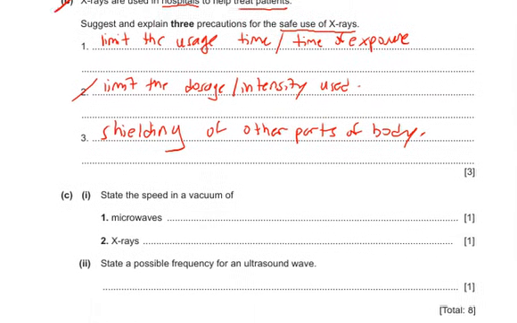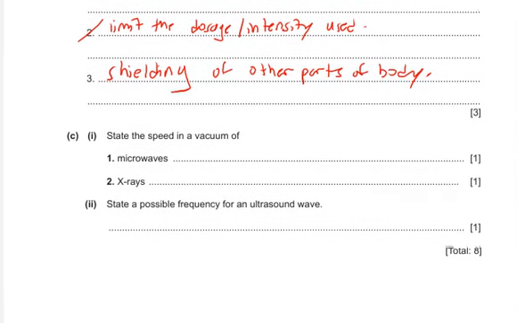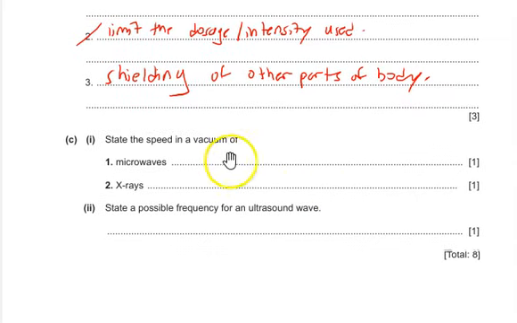Okay, we look at the next question here. State the speed in a vacuum of a microwave and X-ray. Okay, please remember that these are electromagnetic waves. So as a small explanation about this electromagnet, let me explain to you.